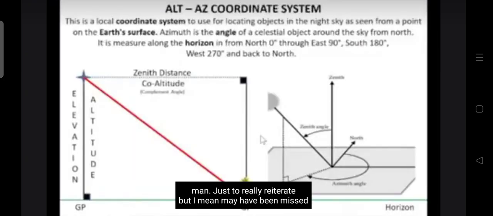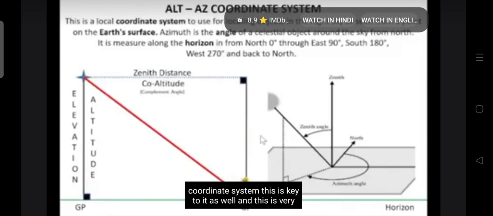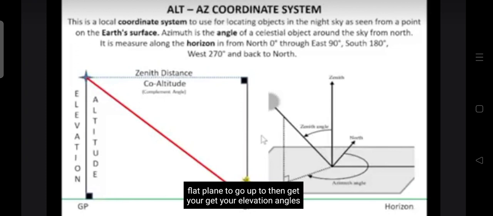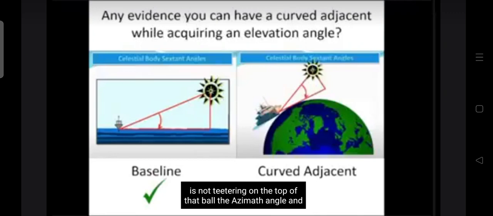Excellent work, 10th Man. Just to really reiterate, in case it may have been missed, this is really quite interesting: the alt-az coordinate system is key to it as well. And this is very different to the celestial placing. This is how the grid system works. And just what I wanted to point out is how this grid system's defined, look: we take the observer, we take magnetic north as our first reference point, and then on a flat plane, we designate our bearing. That's what the azimuth angle is. But again, you can see that's playing out on a flat plane, to go up to then get your zeniths, get your elevation angles. But again, it's another visual representation of the maths and what it's doing there. Even the azimuth angle, what we see, is applied onto a flat planar surface. It's not teetering on the top of that ball, that azimuth angle.